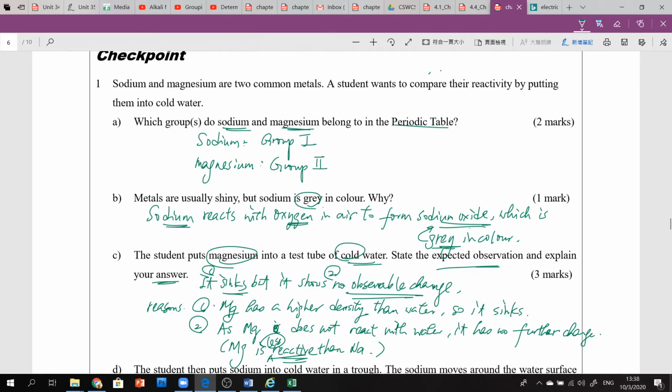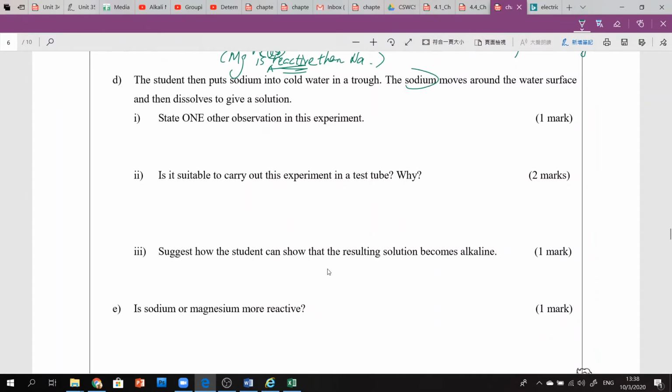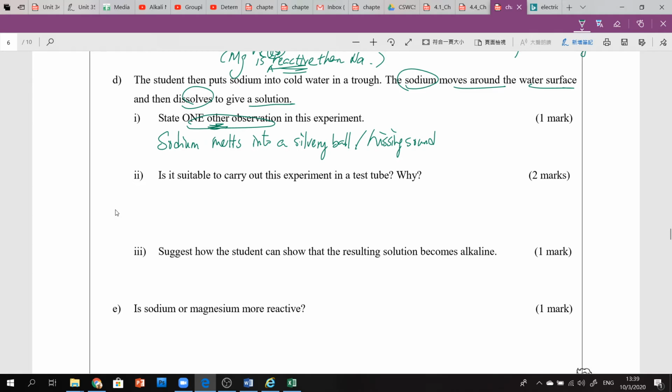Take a look at D. The student then puts sodium into cold water in a trough. The sodium moves around the water surface and dissolves to give a solution. Give other observations besides dissolving. So you may see that sodium melts into a silvery ball. A sound, which we call a hissing sound, is heard. There are other possible answers that you may find.